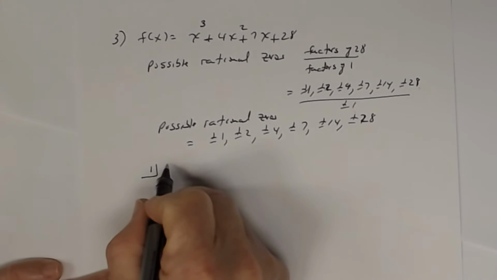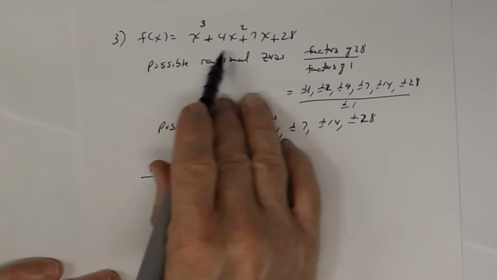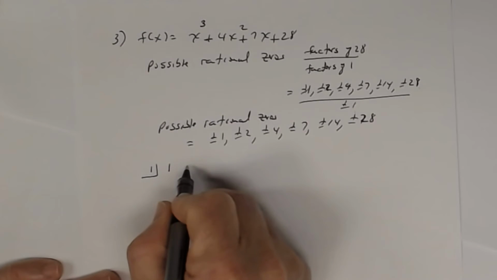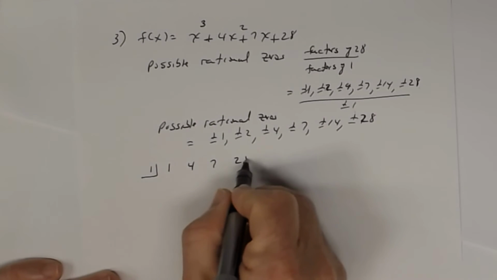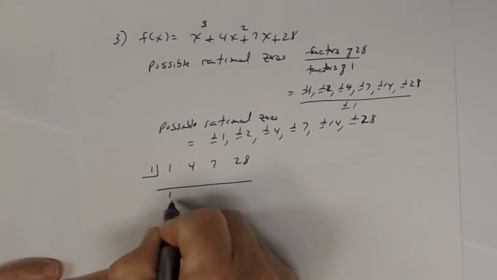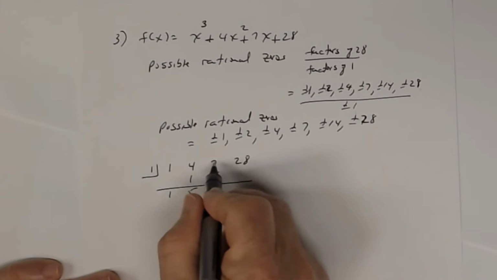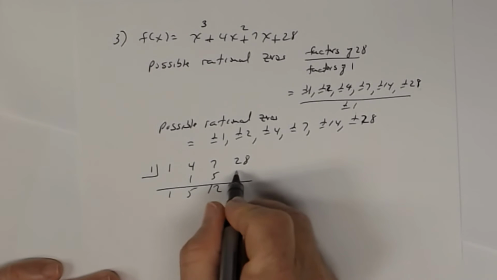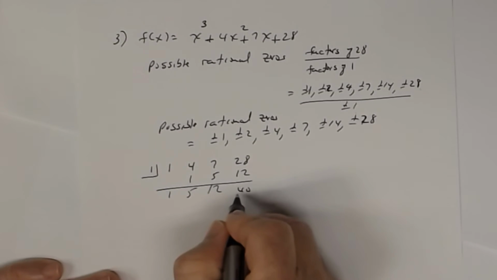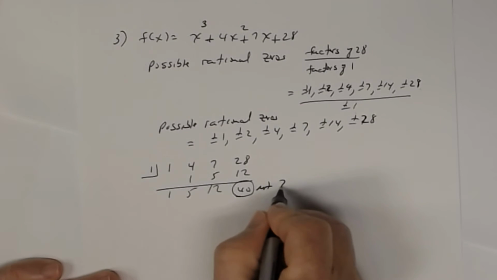So 1, and notice there are no missing terms, it's already in descending order. So again, using synthetic division, let's see what we get. 1 times 1 is 1, add, we get 5. 1 times 5 is 5, add, we get 12. So you see that's not going to work, right? Because 28 and 12 is 40. Okay, so that's not 0.